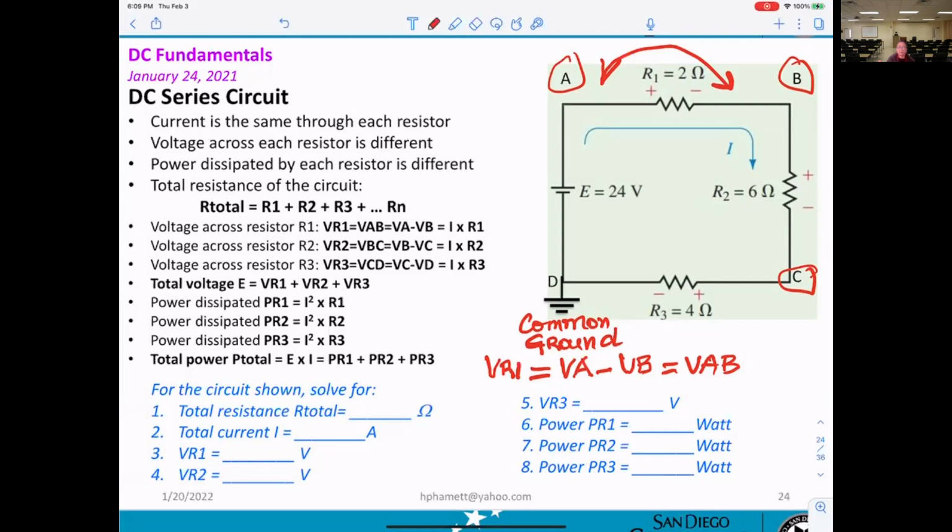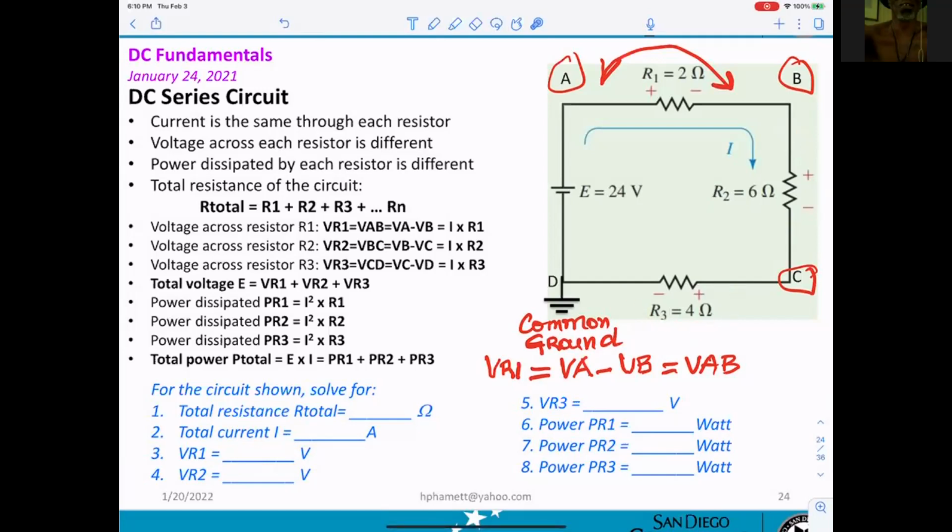And the last one, R3, VR3, will be VC minus VD. And VD is common, so it will be the same as VC. Now we can go through here. Current is the same through each resistor. Voltage across each resistor is different. VR1 is not the same as VR2, not the same as VR3.